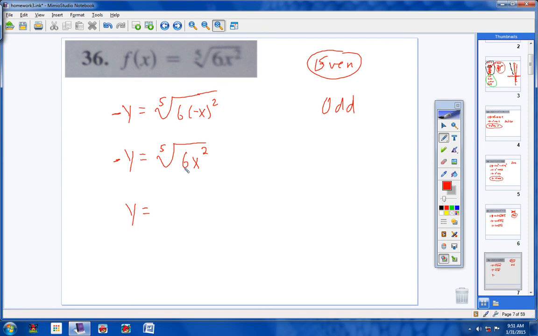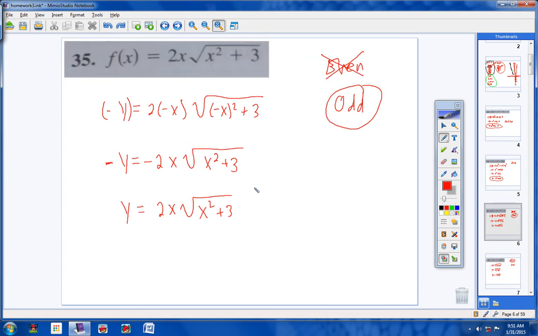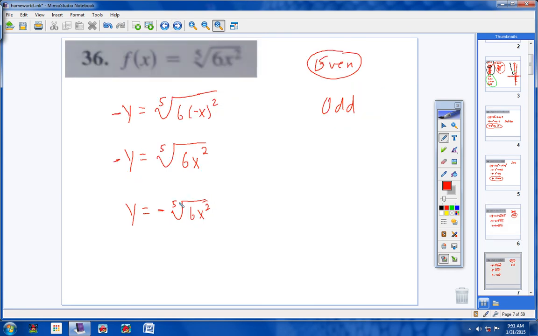Remember, you do not change. This is all one term. So you put the negative on the outside here. And that's all that you do. You do not go on the inside and put any negative signs here like this. You do not do that. We talked about that in the last problem right here. We change the sign on the outside, nothing on the inside. So is this equation identical to this one here? Absolutely not. So this function is even, not odd.